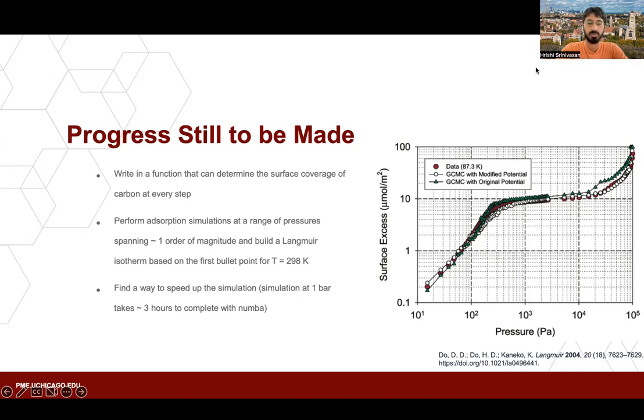And finally, I want to find a way to speed up my simulation, because my simulation currently at 1 bar takes around 3 hours to complete with Numba. So if I can find a way to speed that up, I can run more and more points that'll help fill out the curve nicely.